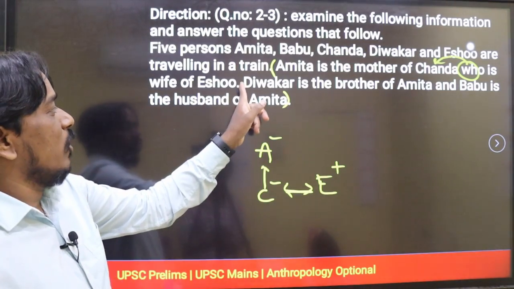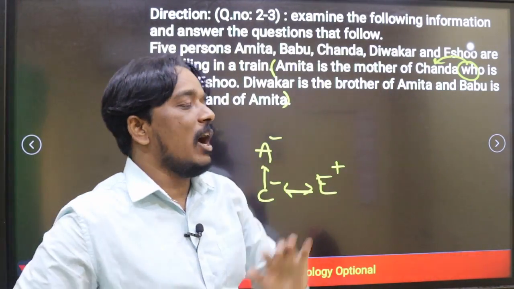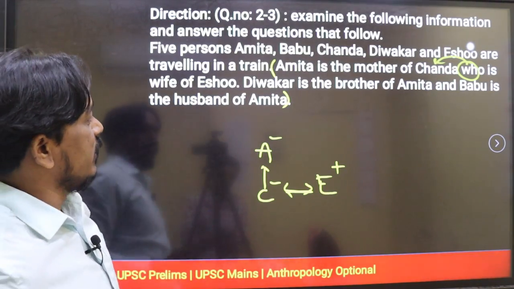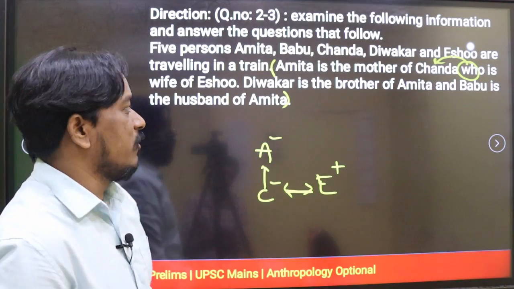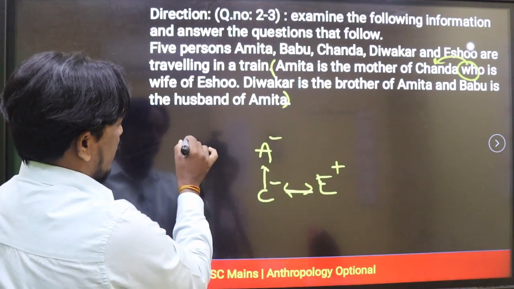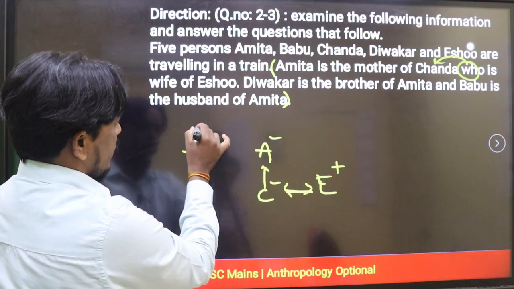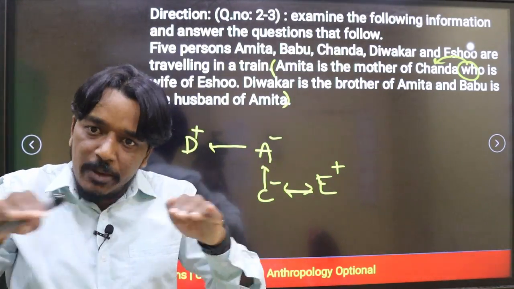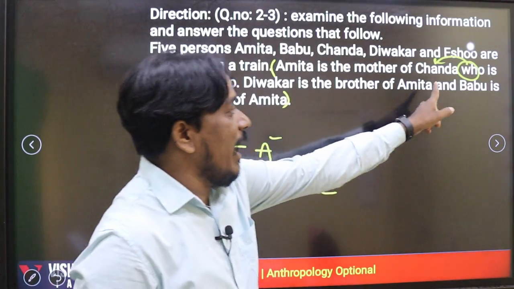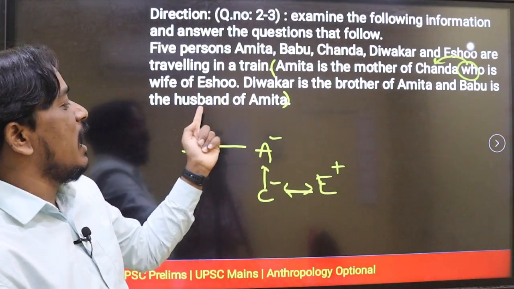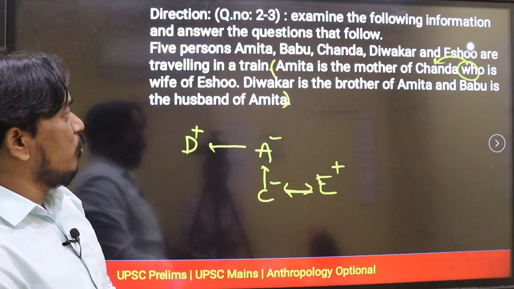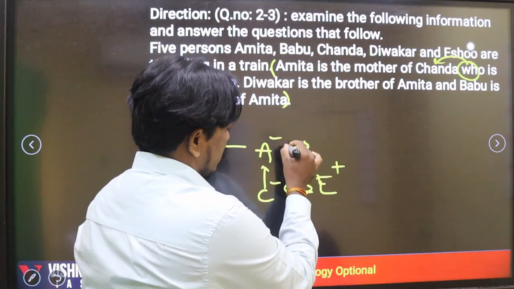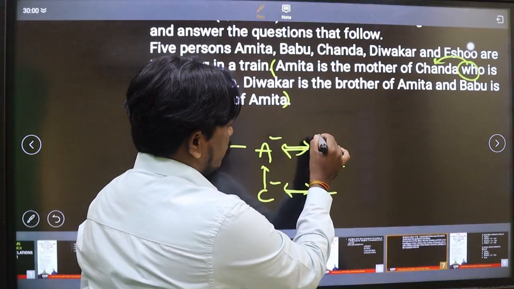These two are couples. Now, Divakar is the brother of Amita. Clear? Who is the brother of Amita here? Divakar is the brother of Amita. Why are we taking them in the same line? Divakar and Amita both are of the same generation, brother and sister. So next and last point, Babu is the husband of Amita. See, Babu is the husband of Amita.